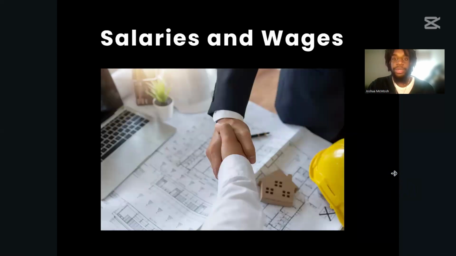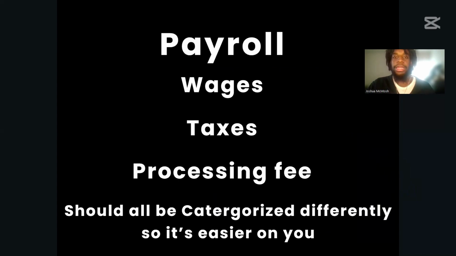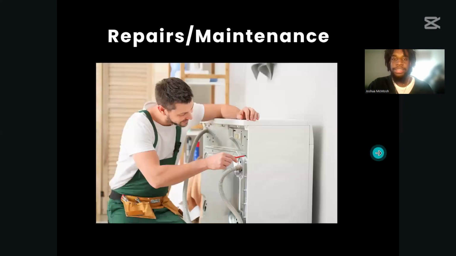You have salaries and wages, which is basically your workers and how much you pay them. This could also be called payroll. And if you label it payroll, I would advise that you separate your wages, your taxes, and your processing fee. And the reason why these should all be categorized differently is because it makes it easier on you to understand where your money's going inside this account.